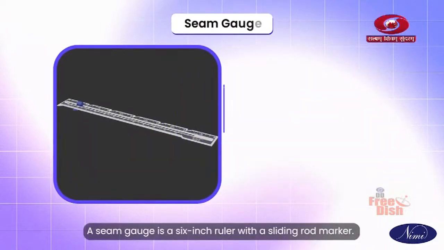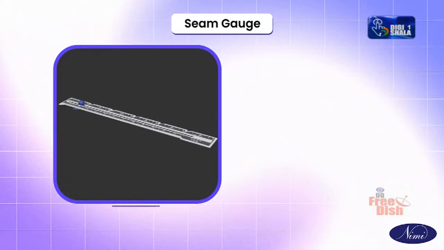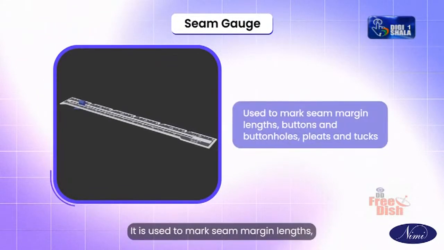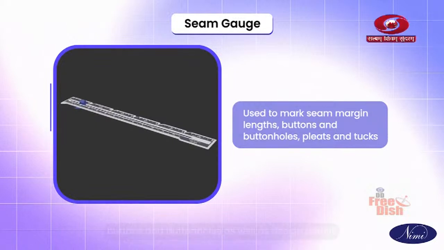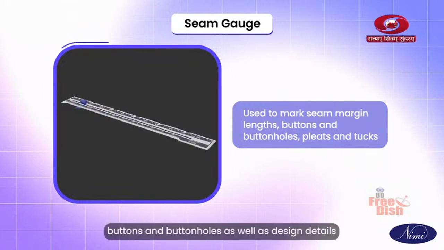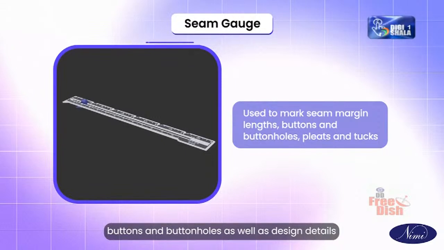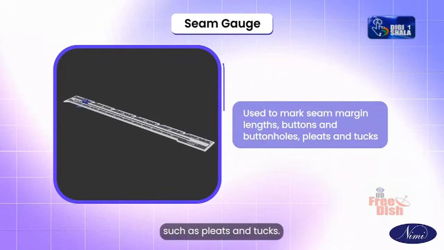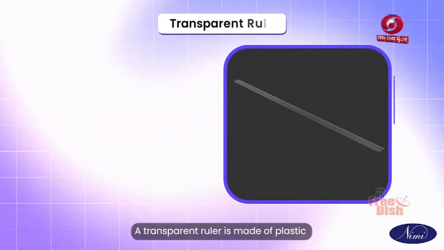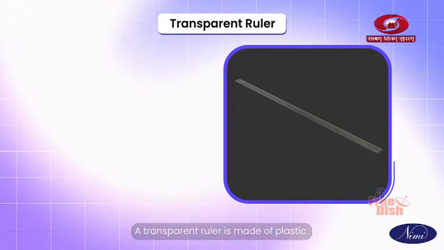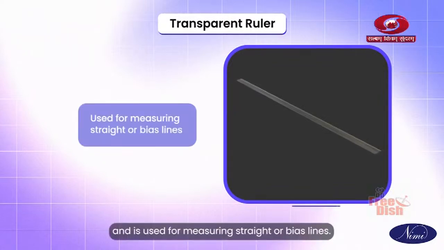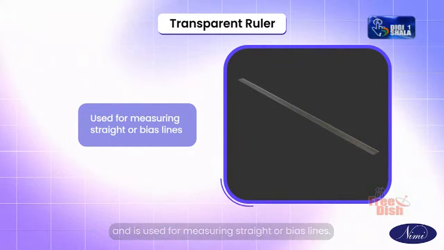A seam gauge is a 6-inch ruler with a sliding rod marker. It is used to mark seam margin lengths, buttons, and buttonholes, as well as design details such as pleats and tucks. A transparent ruler is made of plastic and is used for measuring straight or bias lines.